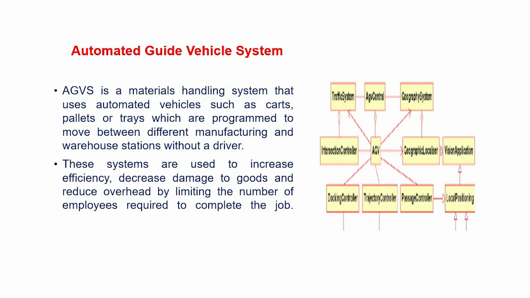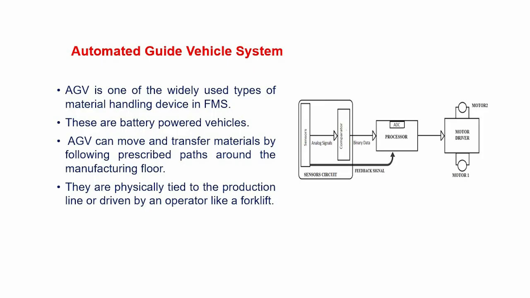These are the features of automated guided vehicle systems: they increase the efficiency, at the same time decrease the damage to goods, so goods damage is avoided, and reduce the overhead by limiting the number of employees required to complete the job. Automated guided vehicle system is one of the widely used types of material handling device in flexible manufacturing system. These are battery powered vehicles. This system works based on battery power.